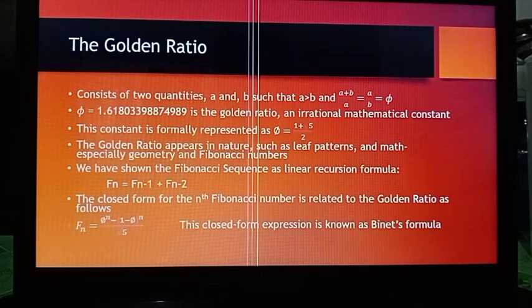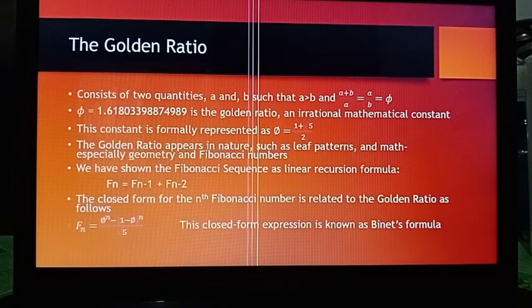The golden ratio consists of two quantities, A and B, such that A is greater than B and A plus B over A equals A over B equals the golden ratio, where the constant value for this golden ratio is 1.618033988749894. This constant is formally represented as the golden ratio equals 1 plus the square root of 5 over 2. The golden ratio appears in nature, such as leaf patterns, and in math, especially geometry and Fibonacci numbers.